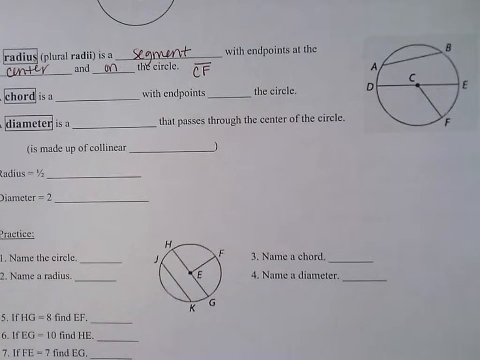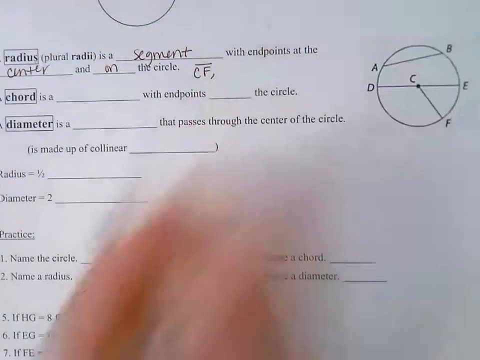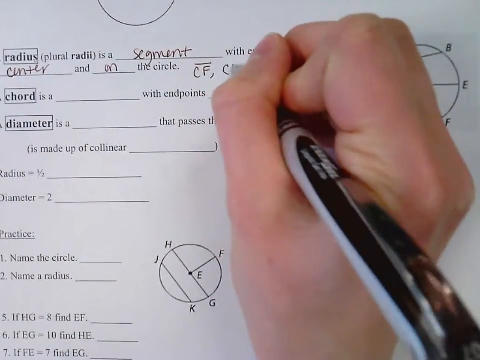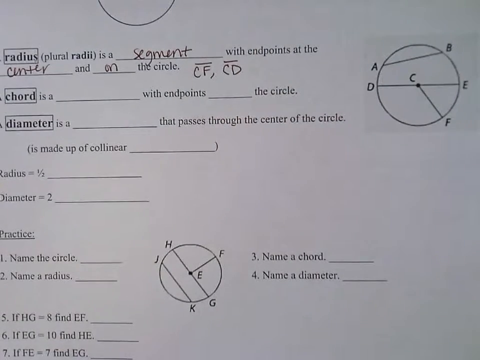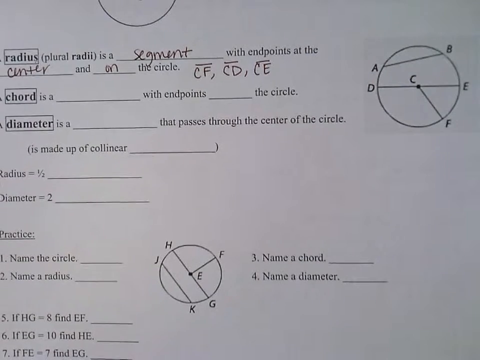Anyone want to name another radius? Yep, CD or DC. The order you write them in doesn't matter. And then there's one more that's actually drawn on the circle. Ella? CE is also a radius. So if I asked you for a radius, any of those are correct. Any of those are fine.